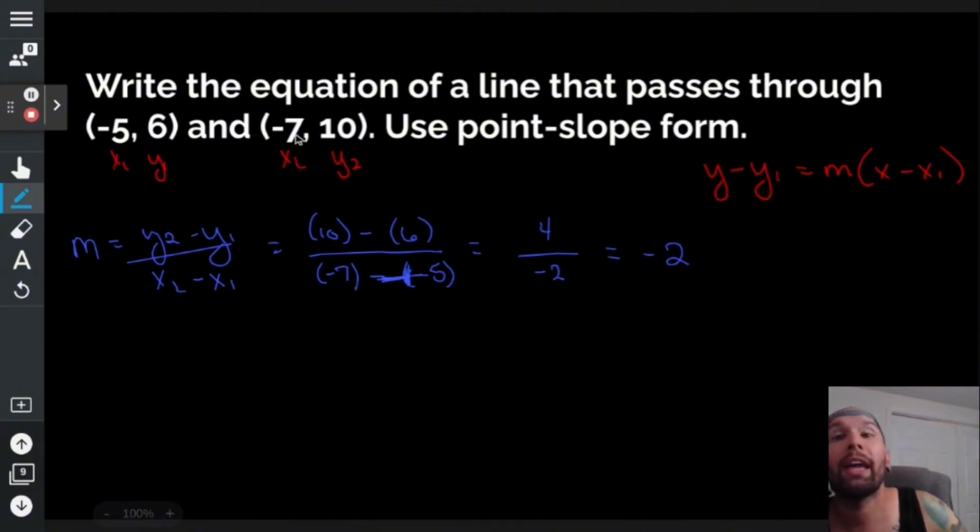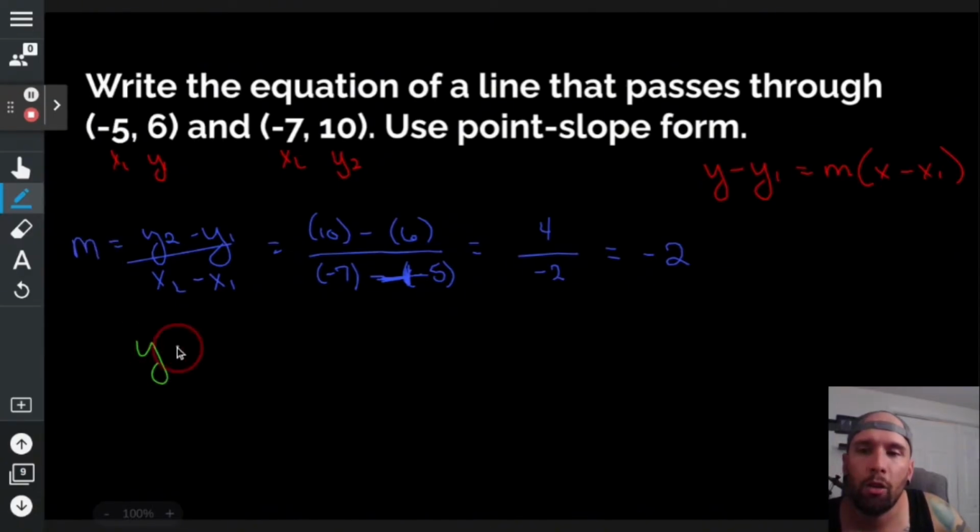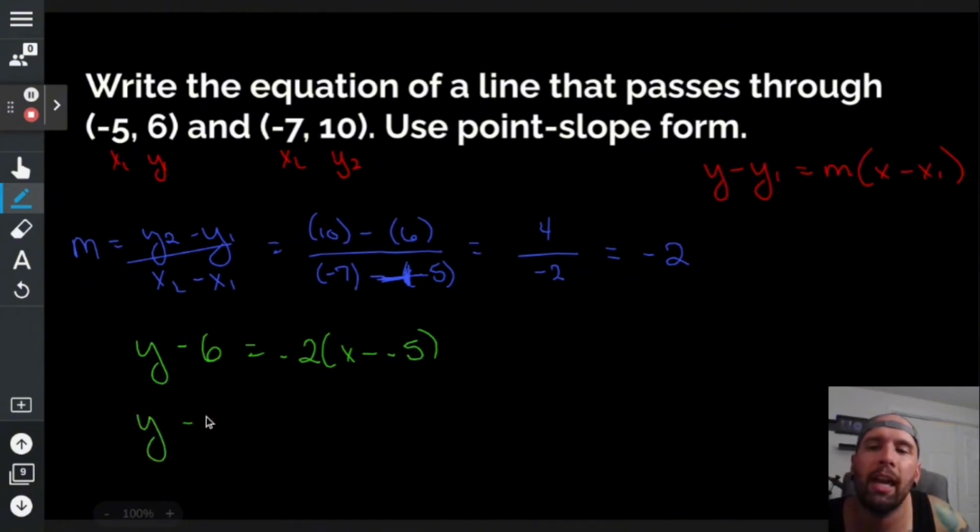I also have a point. So let's take this point right here and this slope right here, plug it into all that, and get my answer. y minus y sub 1, which is 6, so y minus 6 equals m, which is -2, times the quantity x minus x sub 1, which is -5. So the last step is just making that double negative a positive. So my final answer is going to be y minus 6 equals -2, parentheses x plus 5.